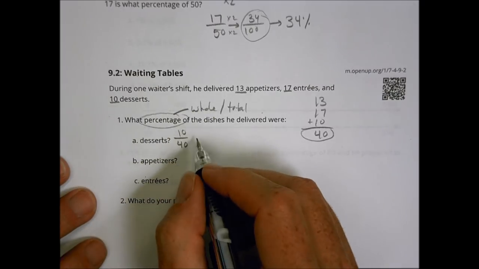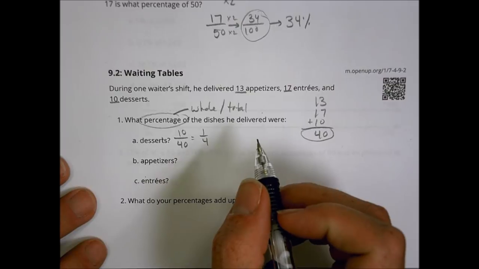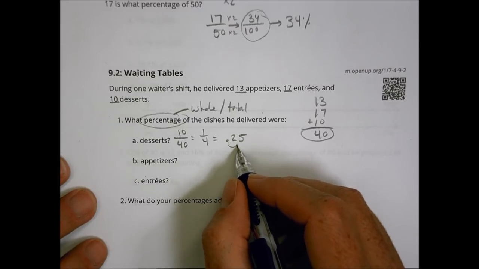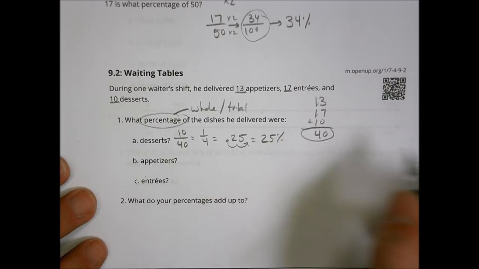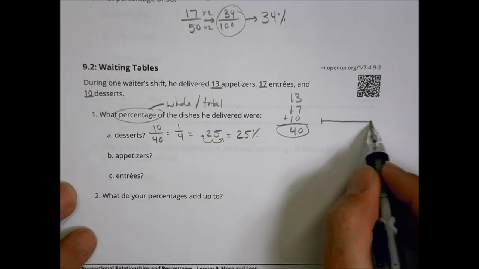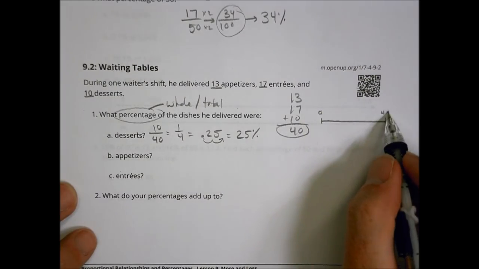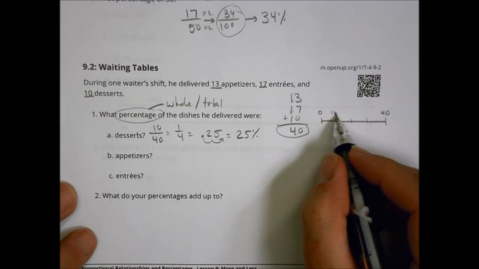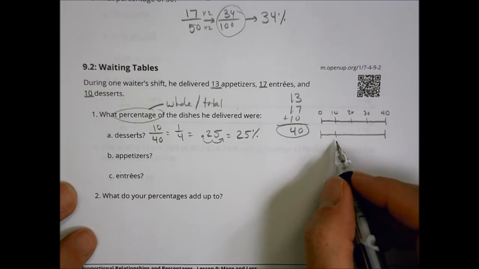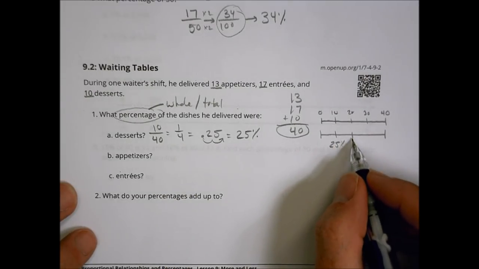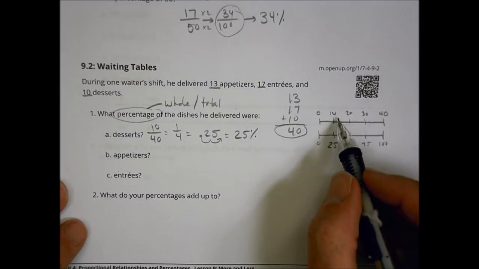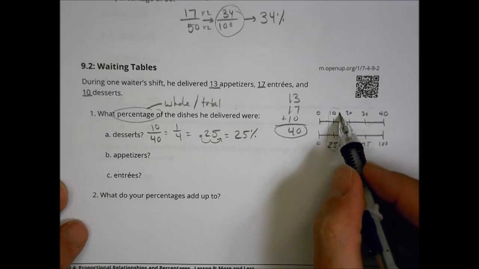Now 10 out of 40 can be reduced to 1/4. It's 1 out of 4, which is 1 divided by 4, which is 0.25. And as a percentage, we're going to move the decimal the other direction this time. That becomes 25%. If you wanted to think about it like a double tape diagram, we could go from 0 to 40, and we could think about 10, 20, 30. In our situation, we know there are 40 dishes altogether. 10 right here is going to be at the 25% mark. 20 is at 50%, this is 75%, and this is 100%. So in our double tape diagram, the 10 desserts are located right here at 25%.